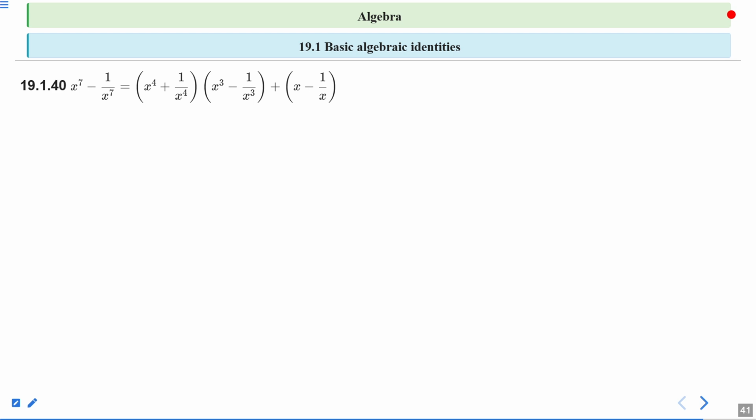Next one is x to the power 7 minus 1 upon x to the power 7 is equals to (x to the power 4 plus 1 upon x to the power 4) into (x cube minus 1 upon x cube) plus (x minus 1 upon x). Next one is x to the power 8 minus 1 upon x to the power 8 becomes (x to the power 4 plus 1 upon x to the power 4) multiplying by (x square plus 1 upon x square) multiplying by (x plus 1 upon x) multiplying by (x minus 1 upon x).